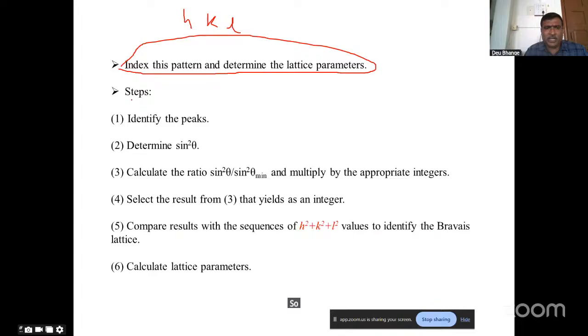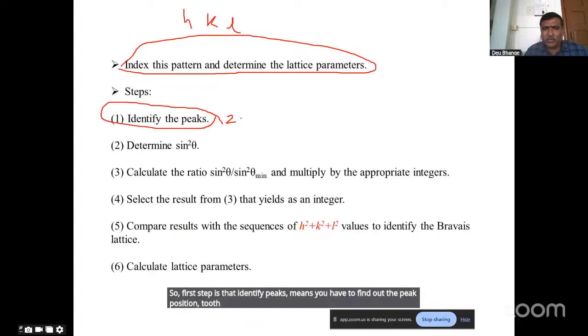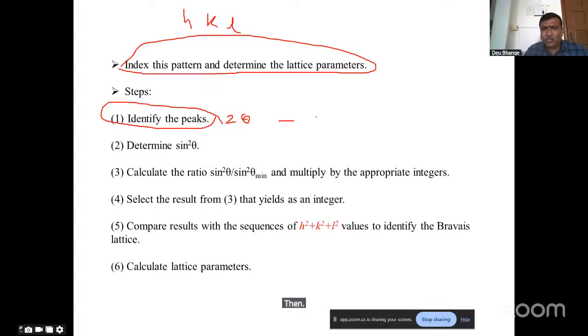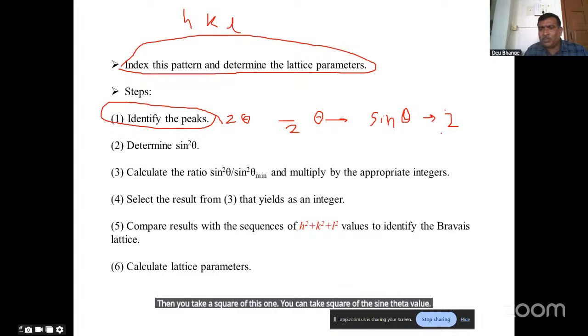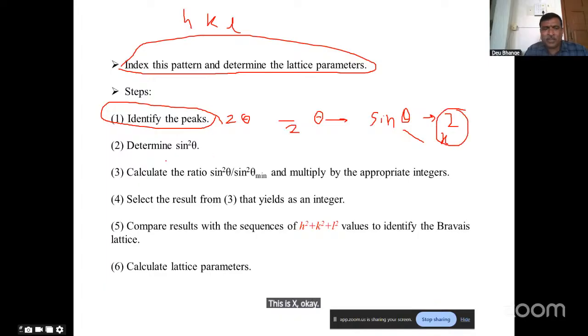So the first step is to identify peaks, meaning you have to find out the 2 theta position at which each peak appears in your XRD pattern. Then divide this 2 theta by 2, and you will get the theta value. Then take the sine of this theta, and you will get the sine theta value. Then take the square of this, and you will get sine square theta.